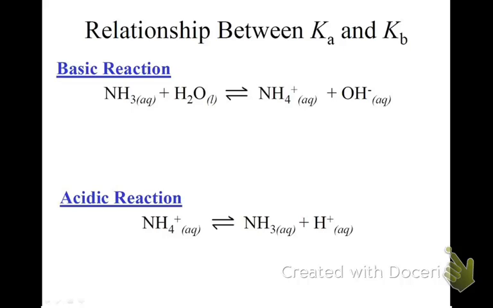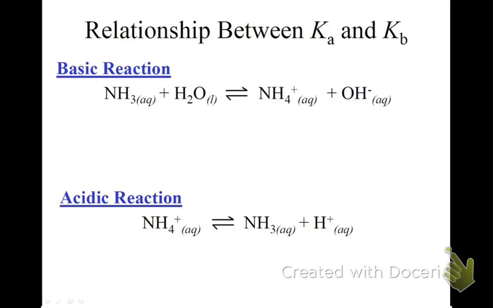Alright, we're going to take a little look-see here at the relationship between Ka and Kb. So what we have set up right here are two different reactions. This one up here is a general base reaction, so NH3 reacts with water to produce ammonium and hydroxide. So we know that this is a basic reaction because it produces those hydroxides right there in the solution.